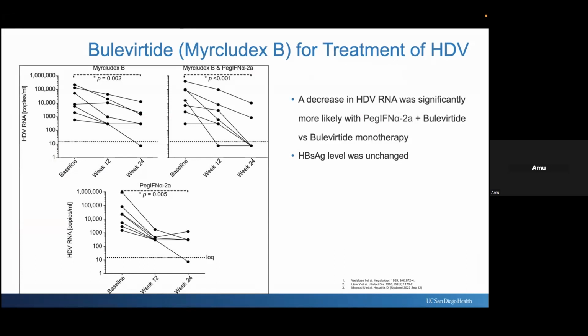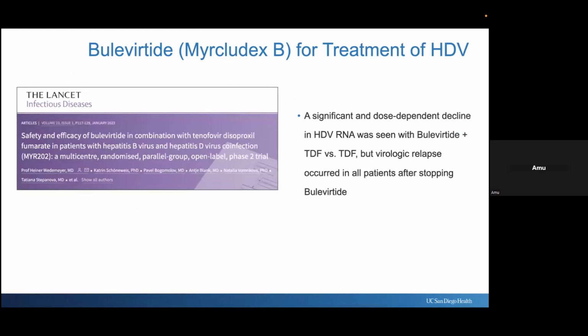A reduction in hepatitis D RNA was significantly more common in patients who received combination treatment compared to bulevirtide monotherapy. In the bulevirtide monotherapy arm, 2 of the 7 patients became undetectable compared with 5 of 7 patients who received combination therapy. And levels of hepatitis B surface antigen were unchanged with bulevirtide compared to the other arms.